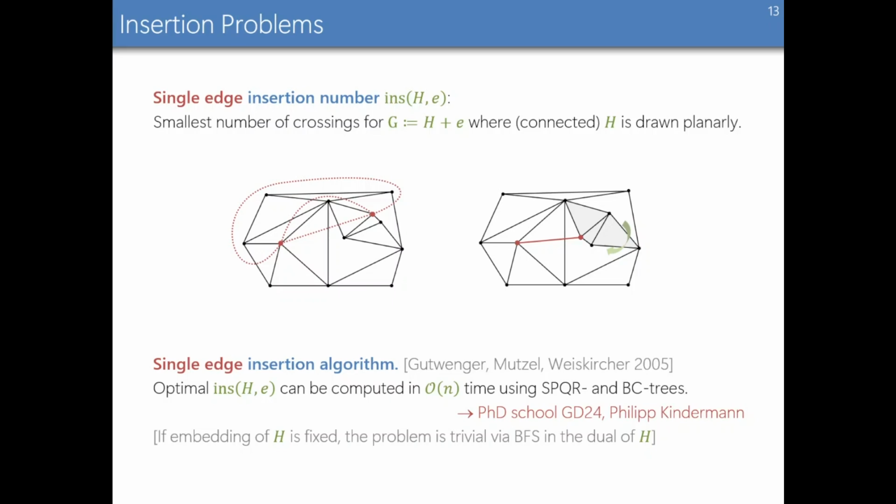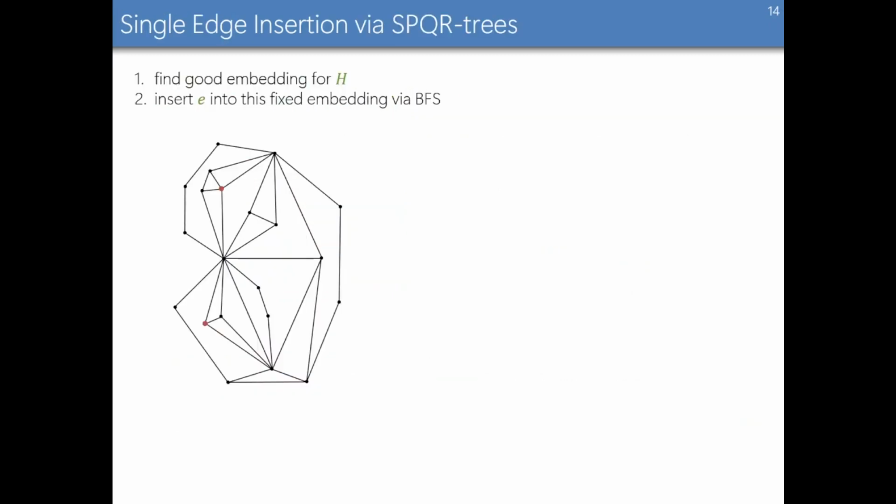I really only want to give you the gist of it, the key idea, and you are not supposed to understand all the details, just because for what I'm going to talk about later, we'll need that as a black box thing. So the idea for the single edge insertion is that you run it in two phases. First, you ask for the best embedding of the graph H, into which you will then insert the edge. So the edge insertion itself will only take place in a fixed embedding, which is very simple. It's the shortest path in the dual graph. The question is, how do I find the best embedding?